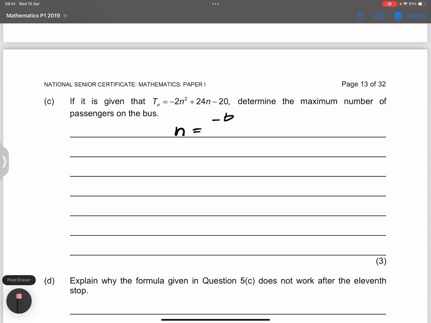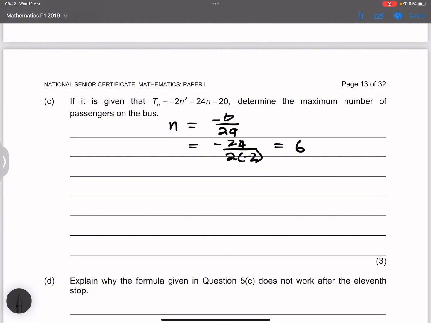I would be incorrect there. So firstly, this is minus b over 2a, right? So this is when n is equal to minus b over 2a. So we know this is going to be at minus, our b value is 24, divided by 2 times our a value, which is -2. So this is 24 divided by 4. That will give us 6, right? So this will be at the 6th stop, okay?